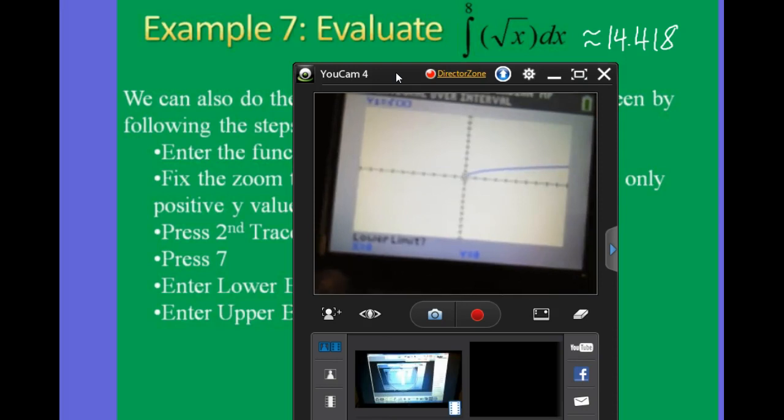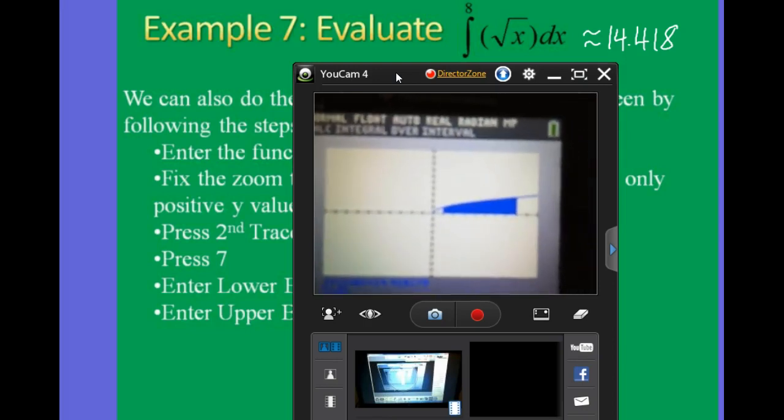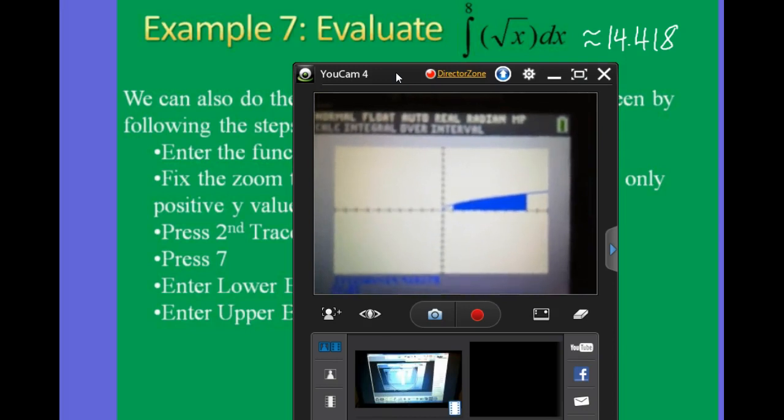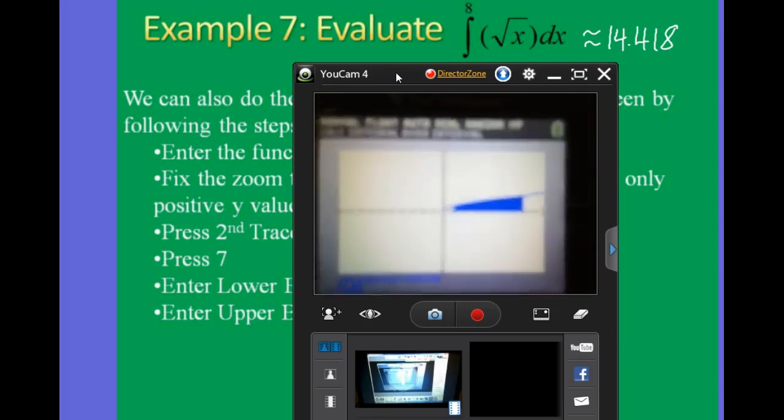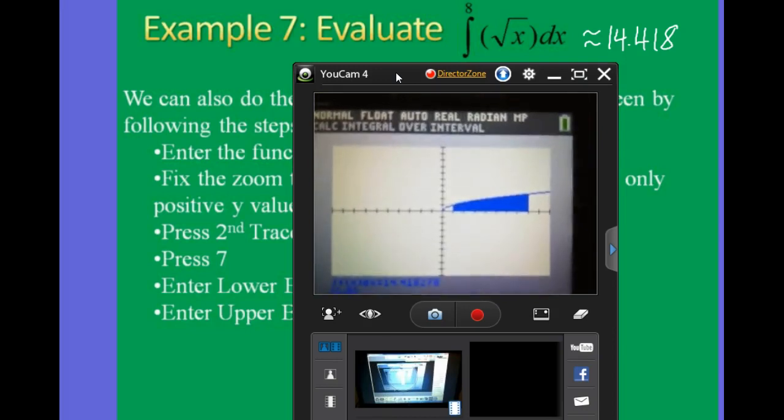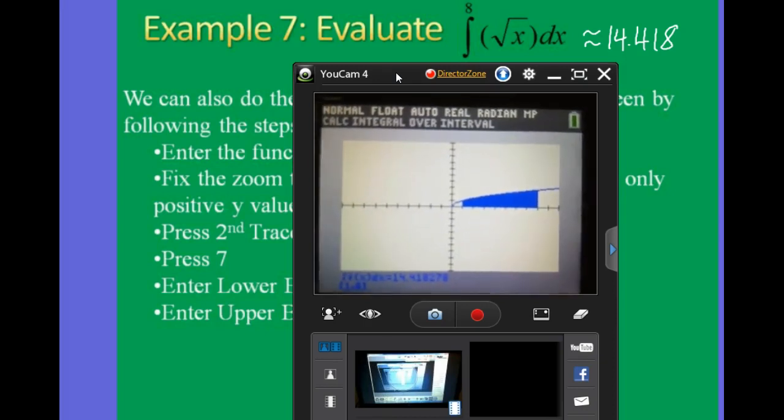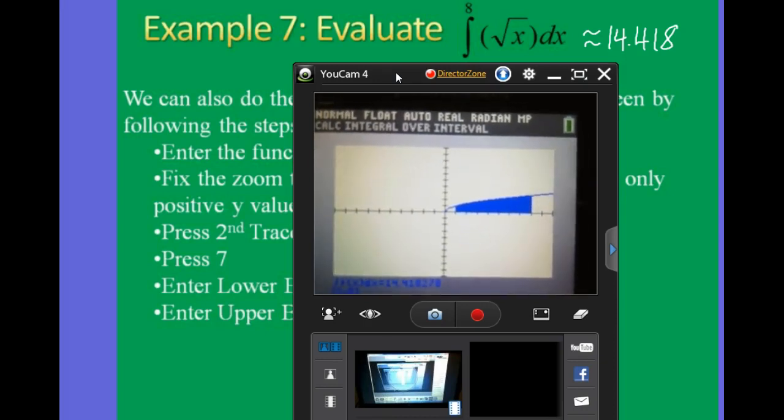You're going to hit enter on 7. And do you see how it asks you for the lower limit? So that's the 1. You hit enter. The upper limit is 8. You hit enter. And then it actually shows you on our graphing calculators that the area under the curve of the square root function from 1 to 8 is represented by 14.418. As I said, I want to do this one because that's pretty cool to see.